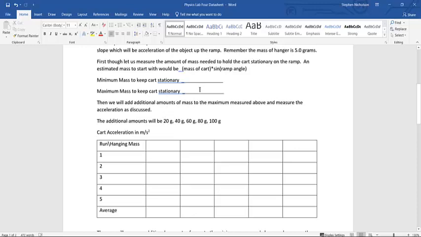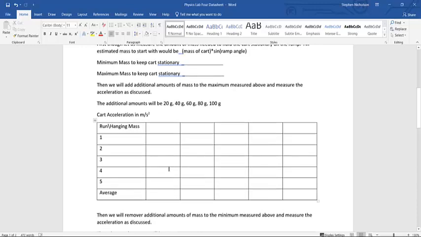We'll put the total amount of mass that we have. So let's say this is 120 grams. We'll put in 140, 160, 180, 200, 220. So we'll just add these amounts and we'll record those total amounts of mass here for the 5 conditions. We'll measure the acceleration and then we'll average them. Okay, so that's the first part.